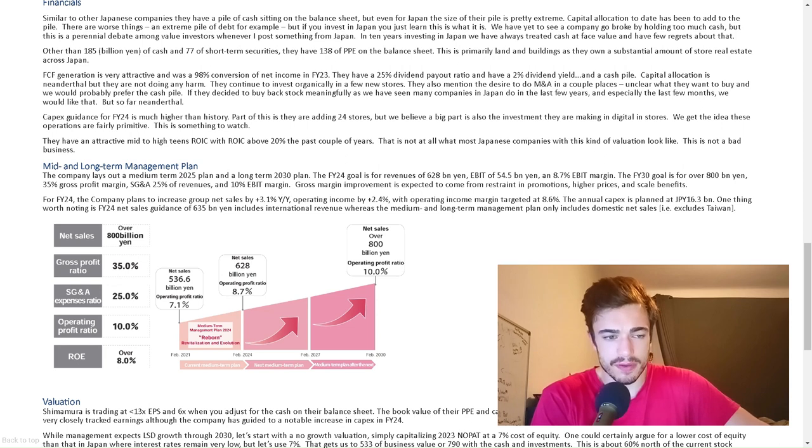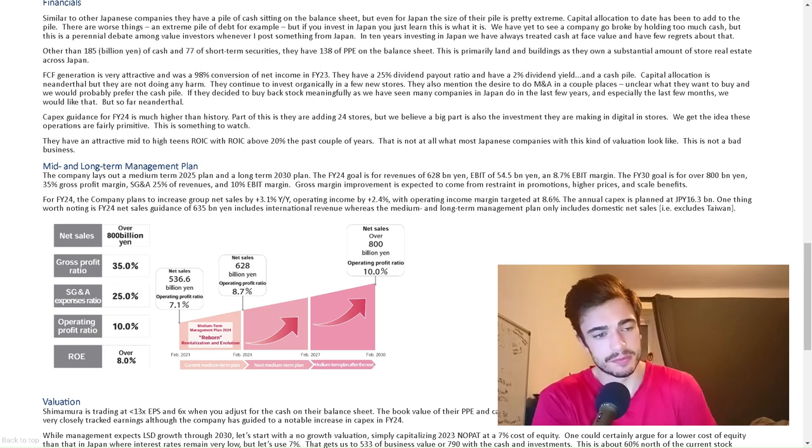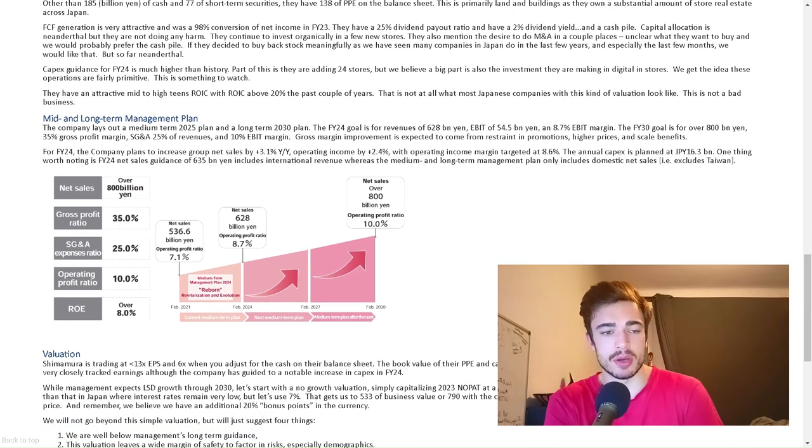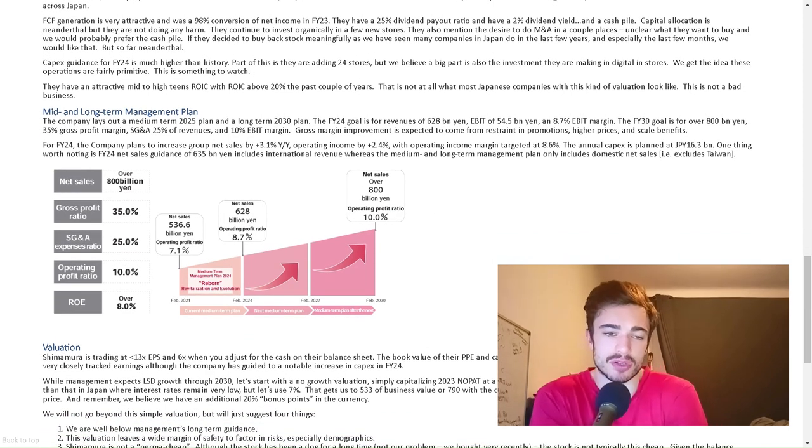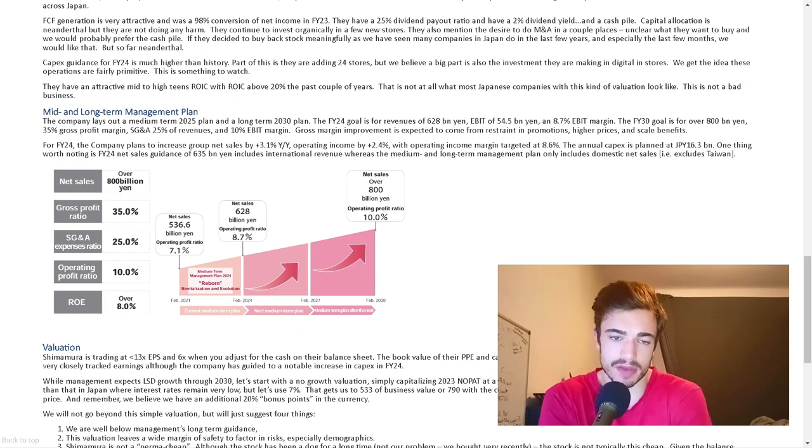Other than 185 billion yen of cash and 77 of short-term securities, they have 138 of PPE on the balance sheet, and this is primarily land and buildings, as they own a substantial amount of store real estate across Japan. Free cash flow generation is very attractive and was at 98% conversion of net income in FY23. They have a 25% dividend payout ratio and a 2% dividend yield and a cash pile. Capital allocation is Neanderthal, but they are not doing any harm.